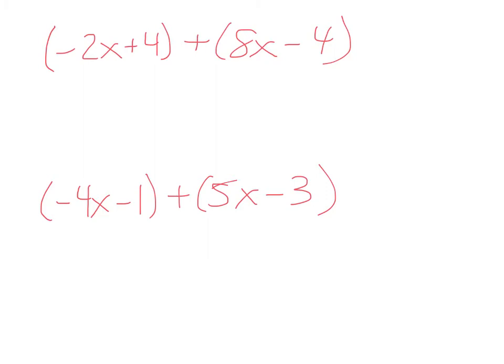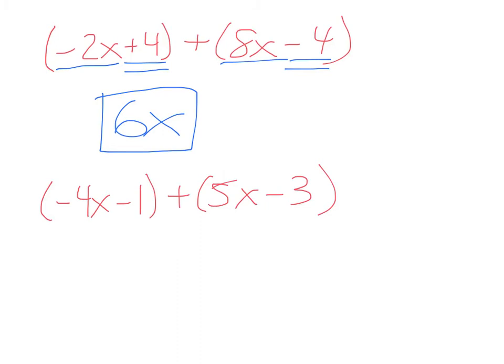Did you try them? Let's see what you got. If you did this correctly, you would have taken negative 2x and 8x and added those together to get 6x. Positive 4 plus a negative 4 is 0. It canceled itself out, so the answer just leaves itself as 6x.